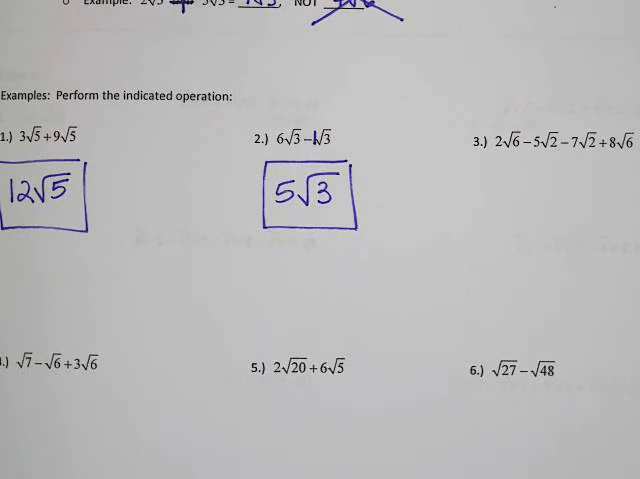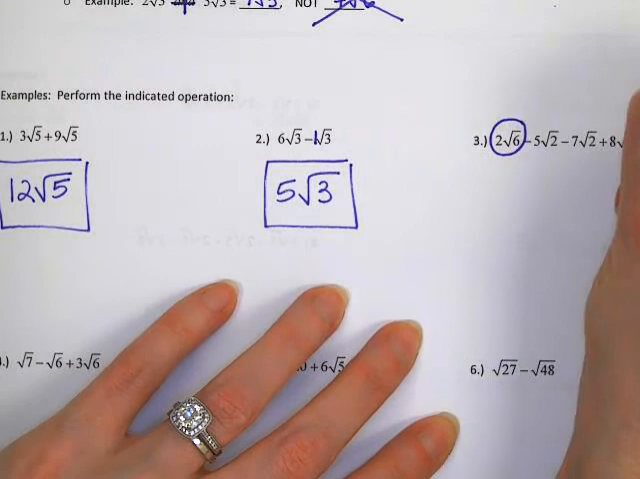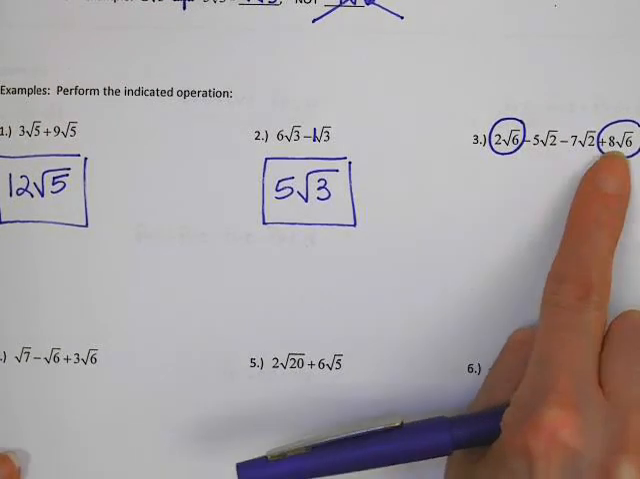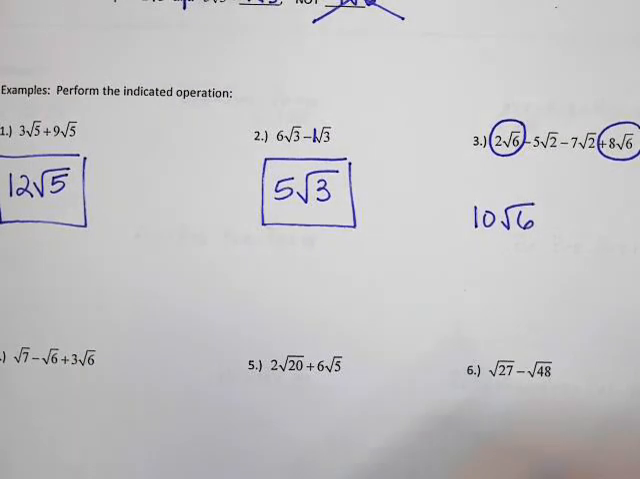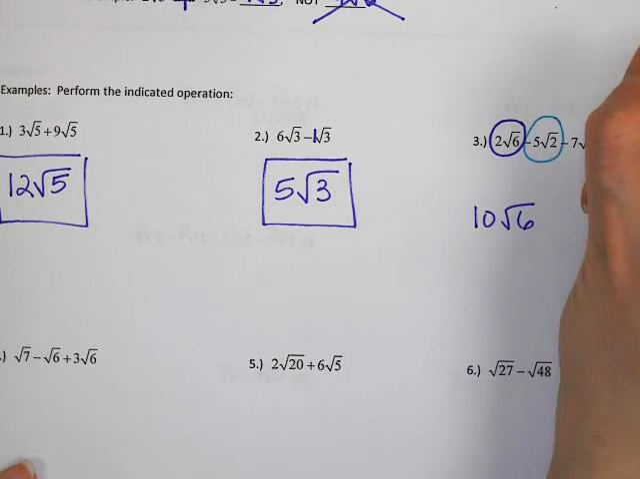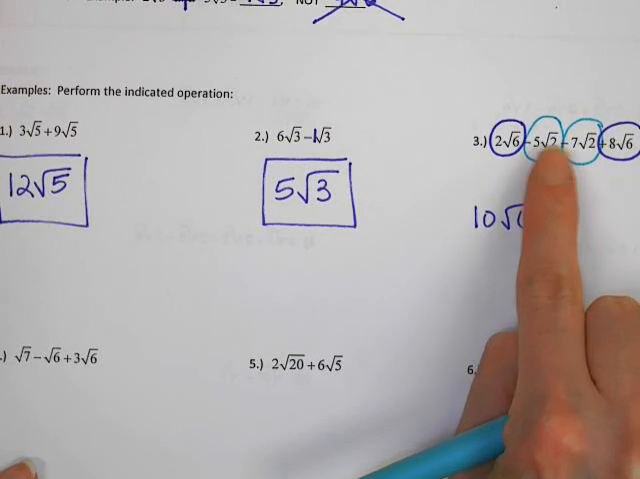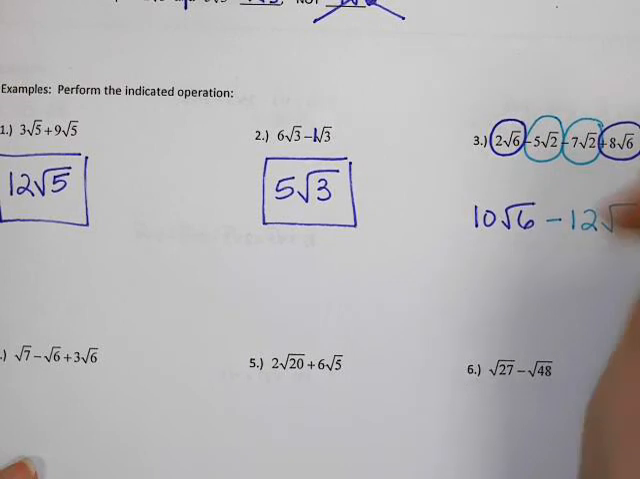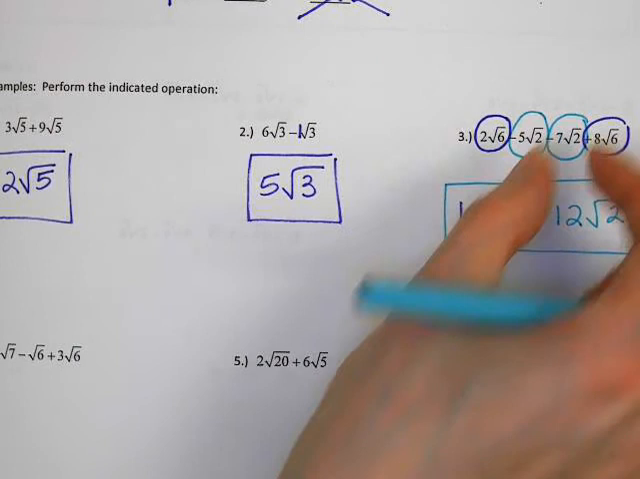Okay, now this one we've got more going on. So some of them, I would say that these two are like terms because they both have the root 6 radicand. So let's do those first. 2 root 6 plus 8 root 6 is 10 root 6. And then these guys have different radicand, but they're the same to each other. So we can do these guys. Negative 5 minus 7 is negative 12, and the radicand stays root 2. Okay, so this one we have like two sets of like terms.